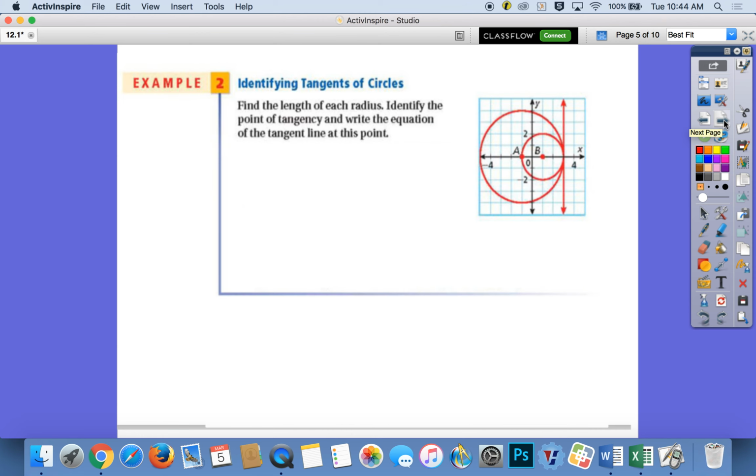Okay, so we want to identify the tangents of circles. We want to find the length of each radius, identify the point of tangency, and then write the equation of the lines. We're going to deal with vertical or potentially horizontal lines here. You guys will see vertical in these examples. So, circle A, the radius, here's the center of circle A, 1, 2, 3, 4. Circle B, okay, here's circle B, 1, 2, your radius is going to be 2.